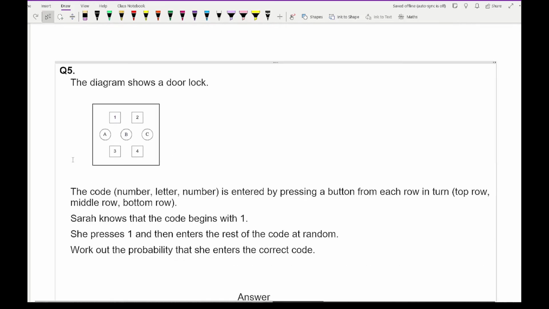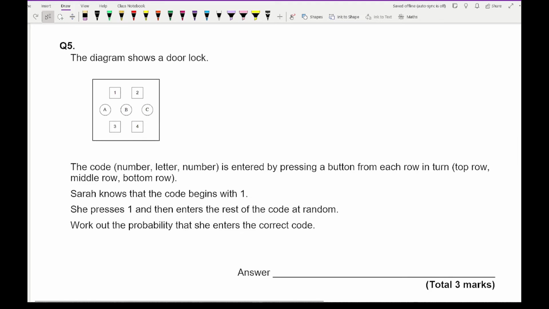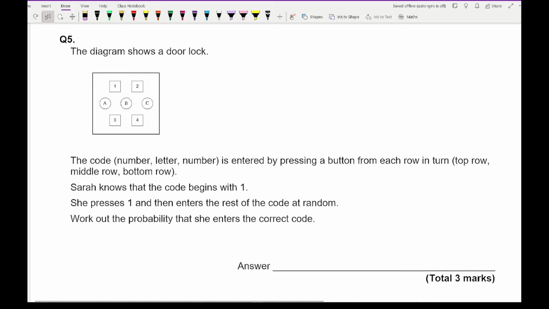Moving on to question 5, it says again very similar to the door lock. This time we've got a few more options. It says the diagram shows a door lock, and the code is a number, a letter, and then another number, entered by pressing a button from each row in turn. So top row, middle row, bottom row. Sarah knows that the code begins with 1, so she presses 1 first, and then at random goes for the other options.